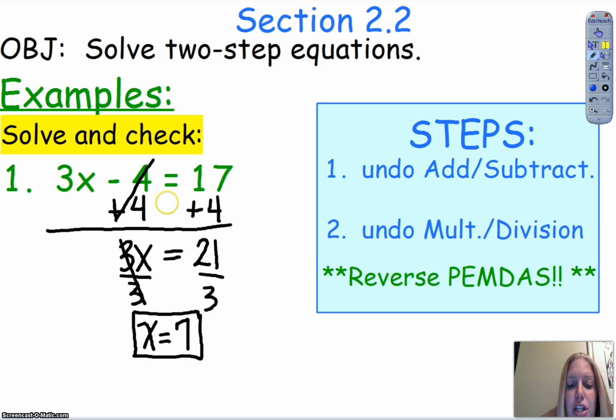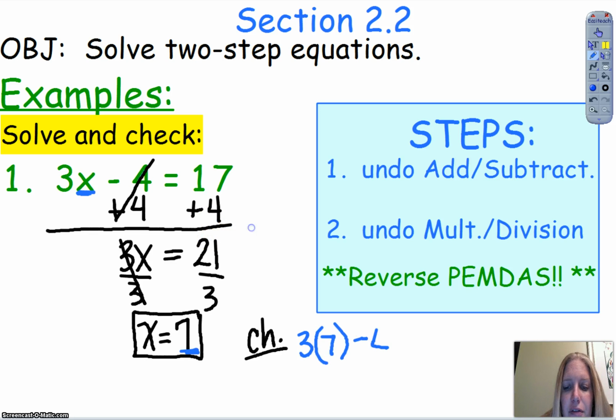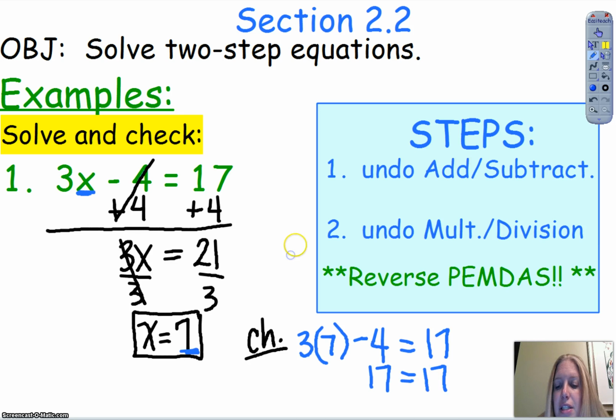Now, the way that you write your check, we write CH for check. And what you're going to do is plug in this 7 anywhere that you see x in your original equation. So I'm going to write 3 times 7, because that's what 3x is, minus 4, just following along this equation right here, equals 17. What was in green is what I'm following. Then I solve the whole left side. Now this is what you did in chapter 1. 3 times 7 is 21. 21 take away 4 is 17. And I write that 17 equals 17. That is correct. So I know that my answer is true.